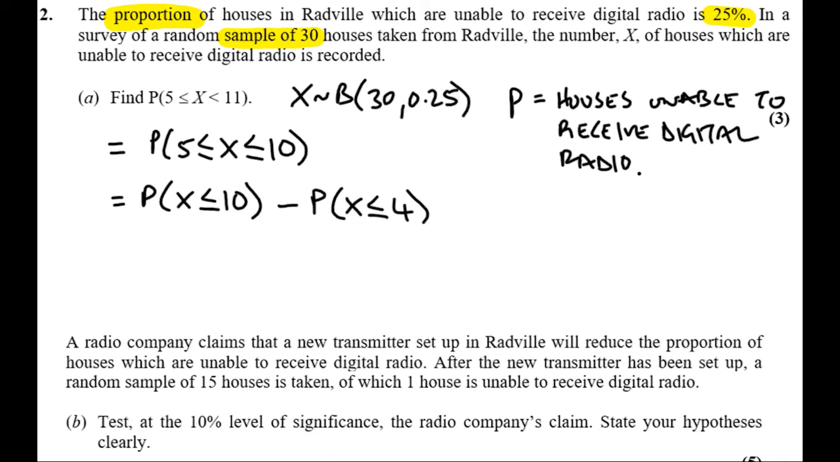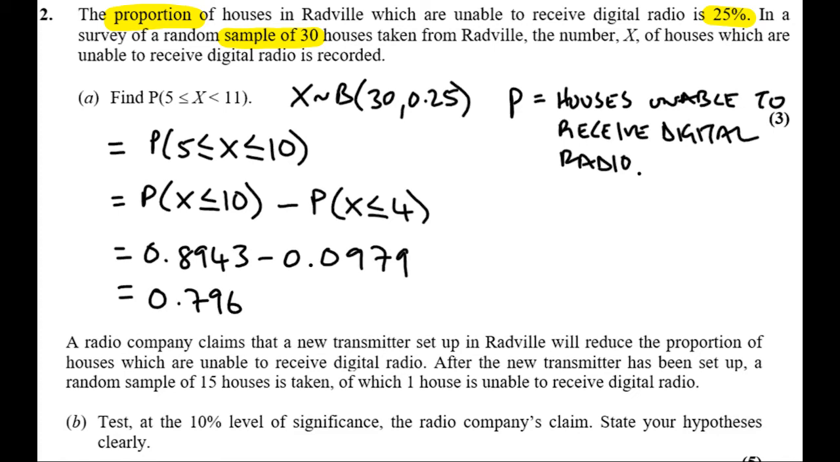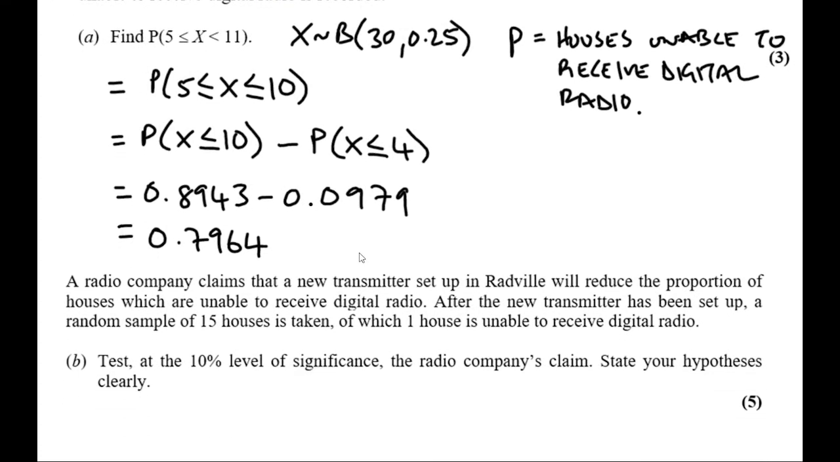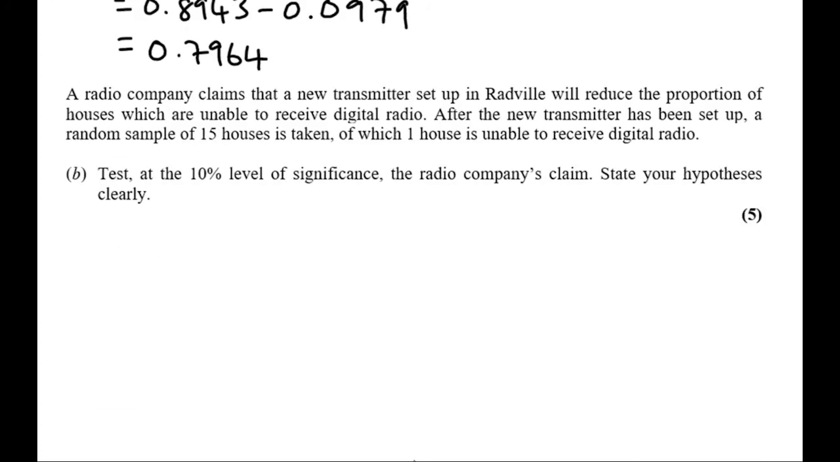Looking that up in the tables, we are going to get 0.8943 minus 0.0979. Easily done on the calculator. Gets us a final answer of 0.7964. The probability that X is in between 5 and 11, including 5 but not including 11, is 0.7964. Okay, moving on to the next part of the question.